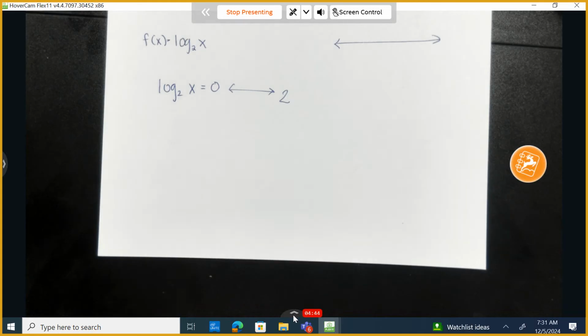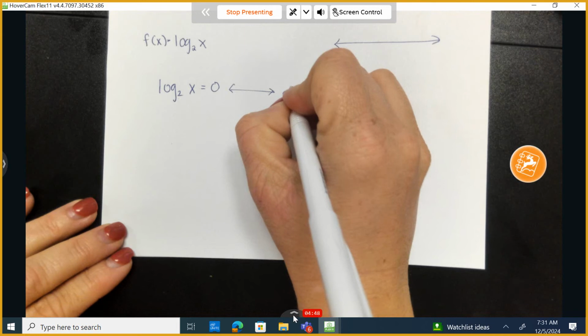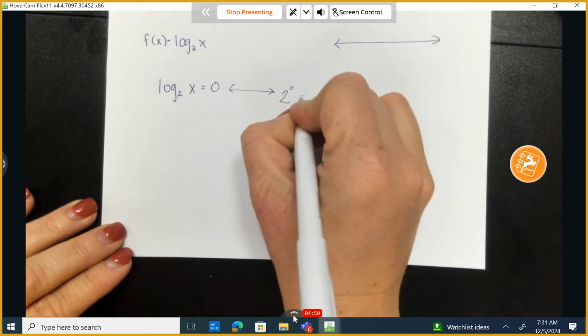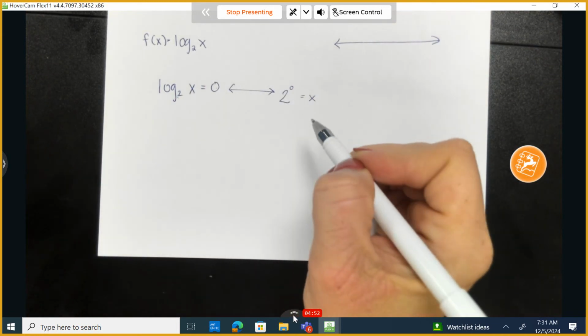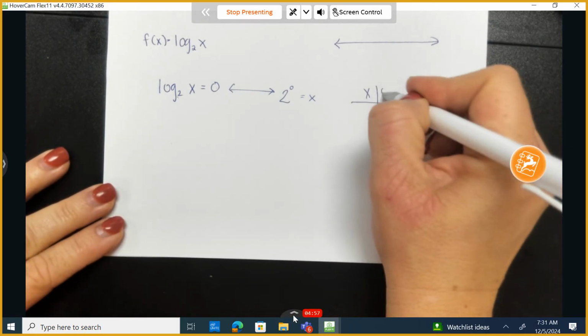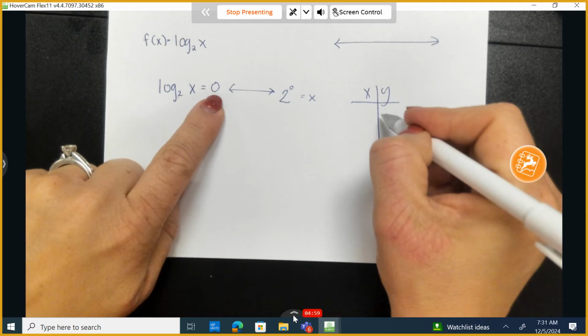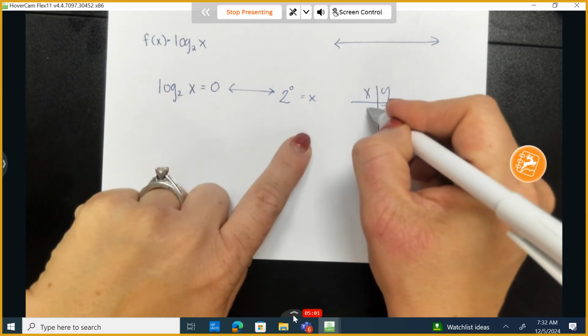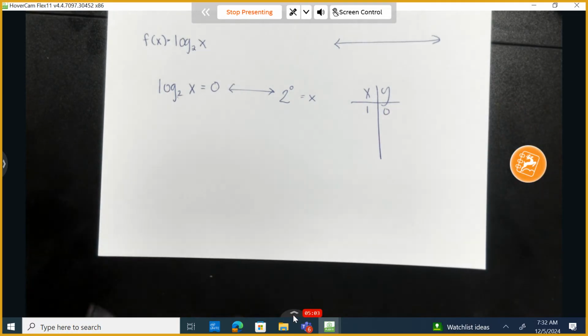Sorry. So 2 raised to what power equals 2 raised to the 0 power equals what? What is 2 raised to the 0 power? 1. So I'm going to make a little XY chart over here. And if my output was 0, my input would have to be 1. Now, let's do this again.